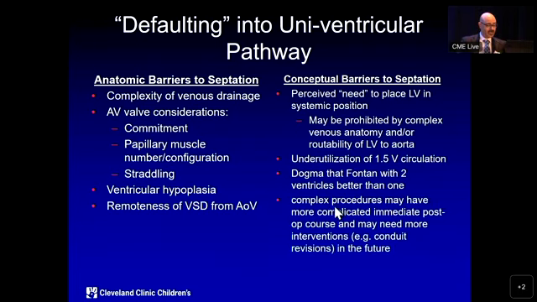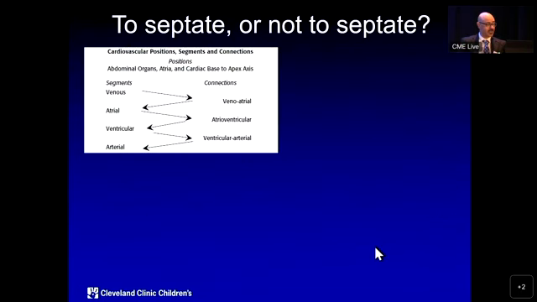Also, there's the barrier that complex procedures may have a more complicated immediate post-op course, and that they may ultimately need more intervention. So if you were to put a ventricular to pulmonary artery conduit, you're going to need more conduit revisions, as opposed to saying, well, we're just going to do the Fontan at 3 years of age, and that's going to be good, and there's less need for conduit replacements and so forth. So those are some of the conceptual barriers to septation.